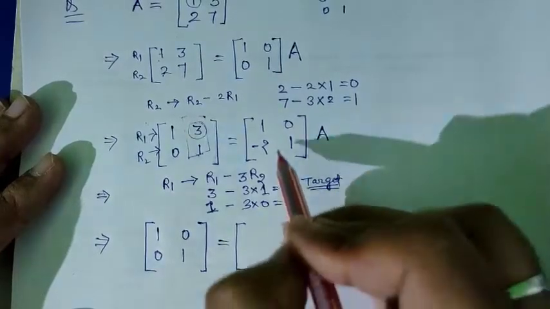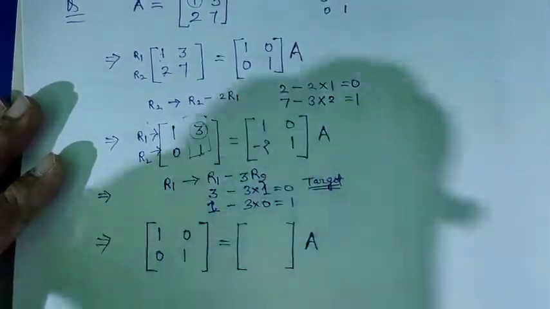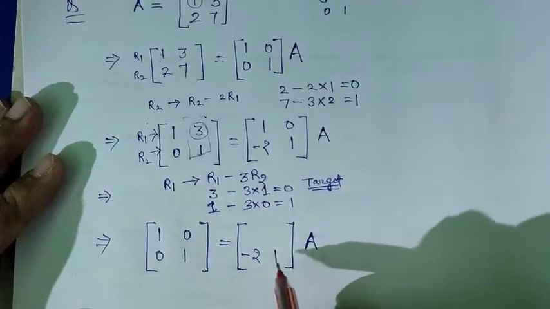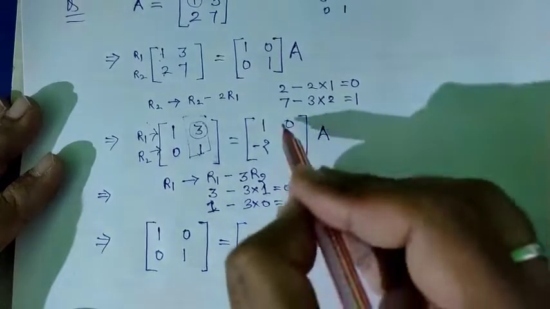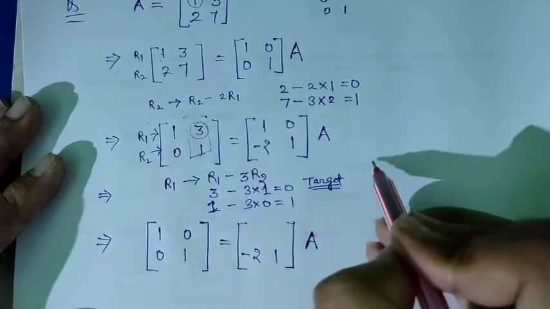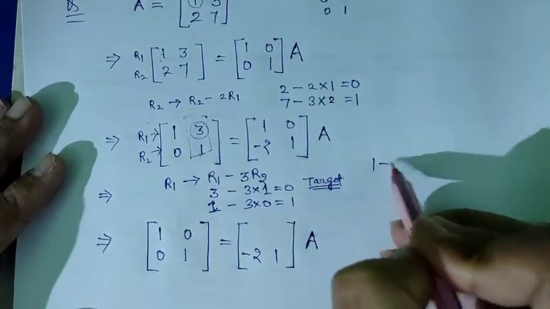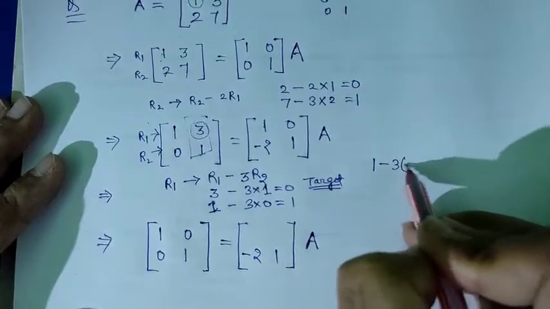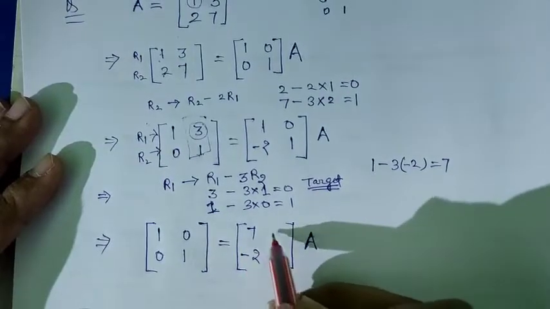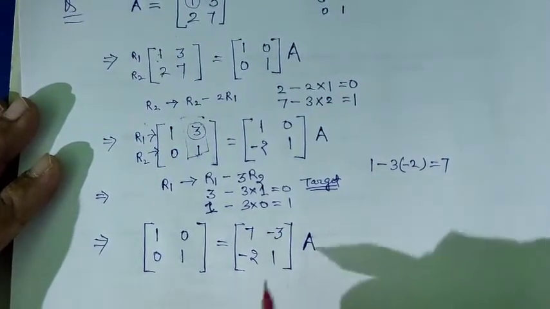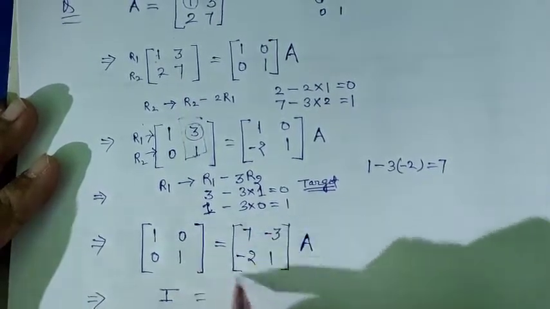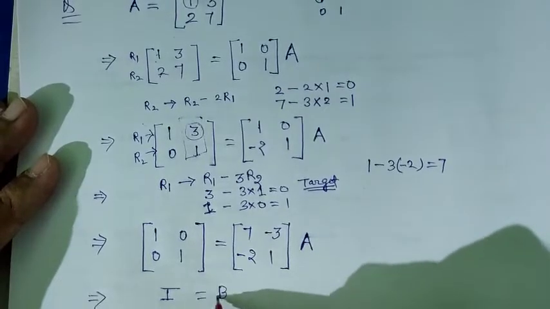We have to apply the same property in this R1 also. In R2 we are not doing anything, so just write as it is, minus 2 and 1. Now applying the rule, what we will get here: 1 minus 3 into minus 2 will give us 7. So just write here 7, and similarly it will be minus 3. Now this is I, this is a matrix, let's say it is B.